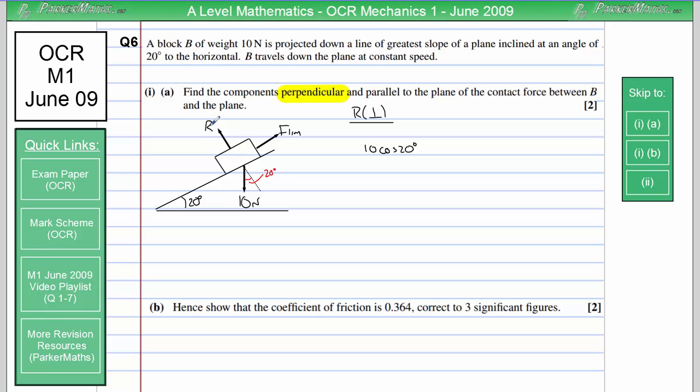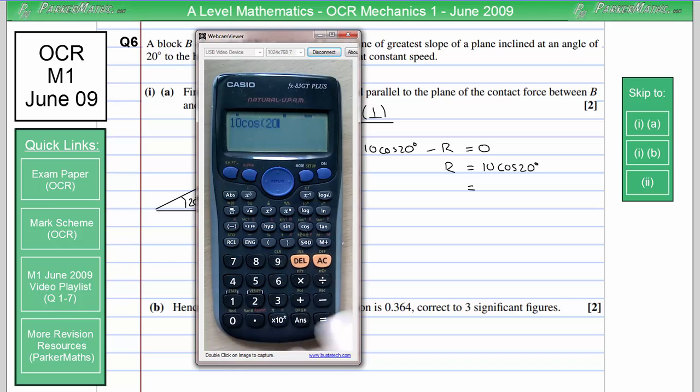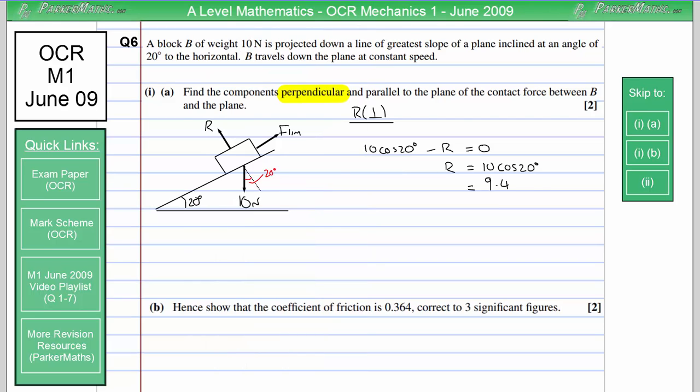Coming out of the slope, we've got the normal contact force. Because I've chosen this component to be positive and the normal contact force is in the opposite direction, we'll put this as minus R. As there's no acceleration into or out of the slope, we can say that equals 0. So we get R equals 10 cos 20. And if we do that, we get 9.40 to 3 significant figures.